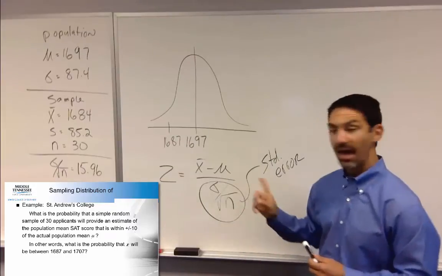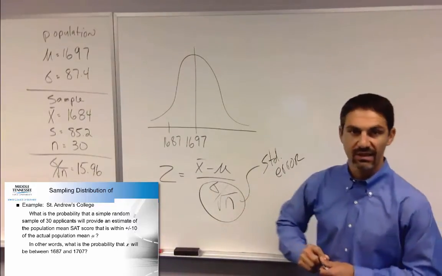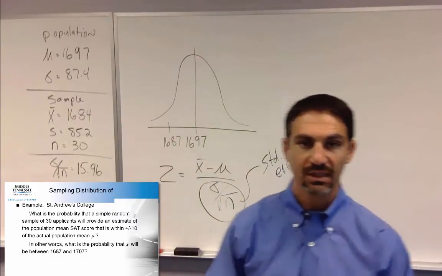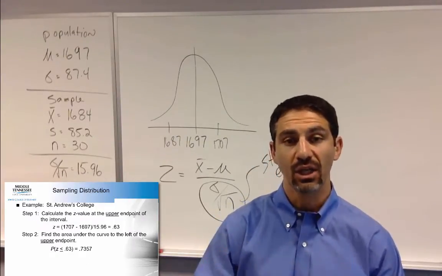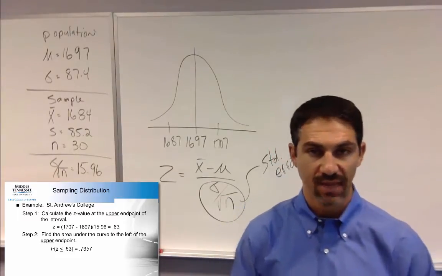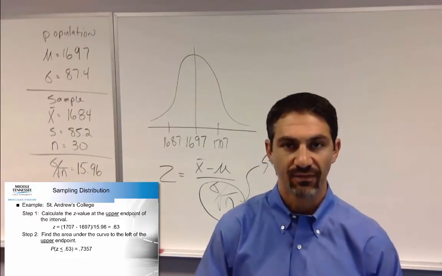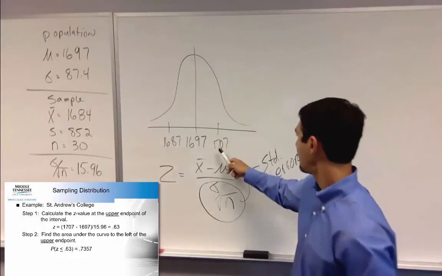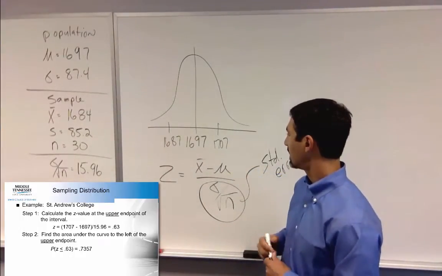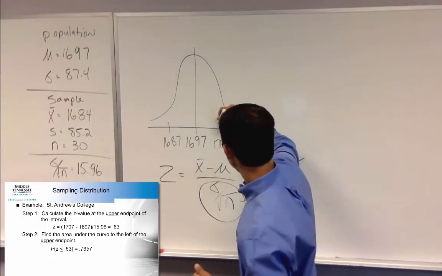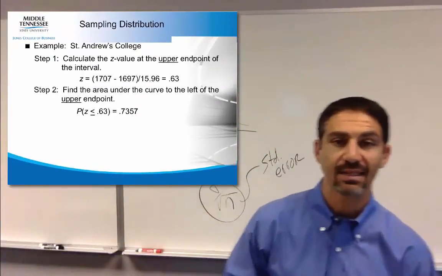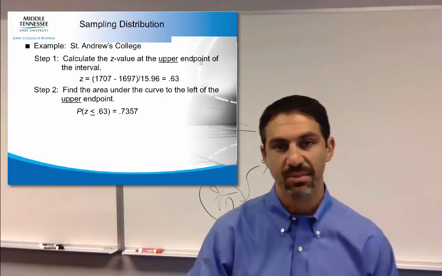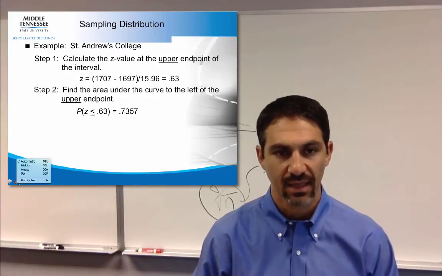And so we can do that, right? We can do that for this particular problem. So let's take a look at that. So with this example now, what we are going to look at is the 1707 value first, the upper point, and we've got that here on our bell curve. And with that, we take that value minus the population mean. So let's take a look at that here.